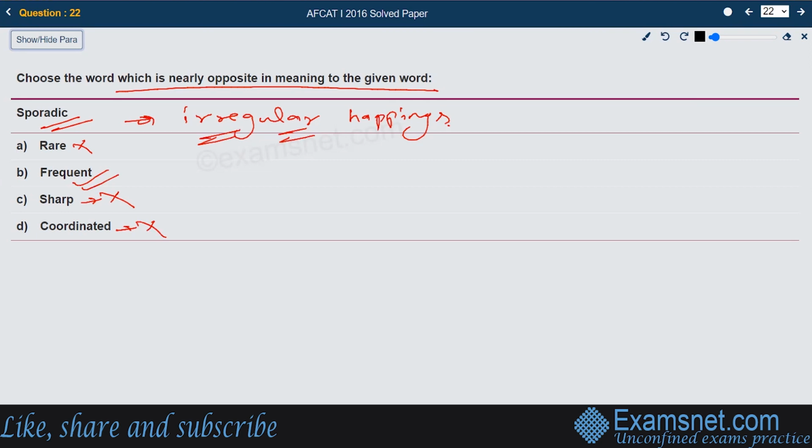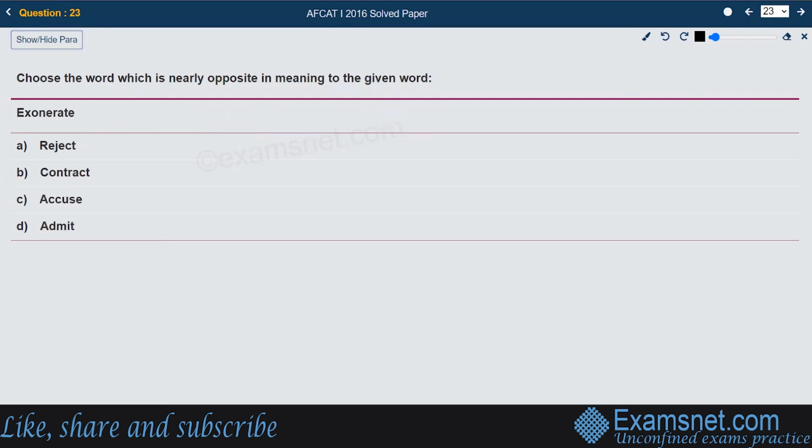Okay, consecutively. So the right answer becomes B, frequent. 23. Choose the word which is nearly opposite in the meaning. The word is exonerate. If you look at the meaning of the word exonerate, exonerate means pronounce not guilty of criminal charges. Its opposite should be something else.